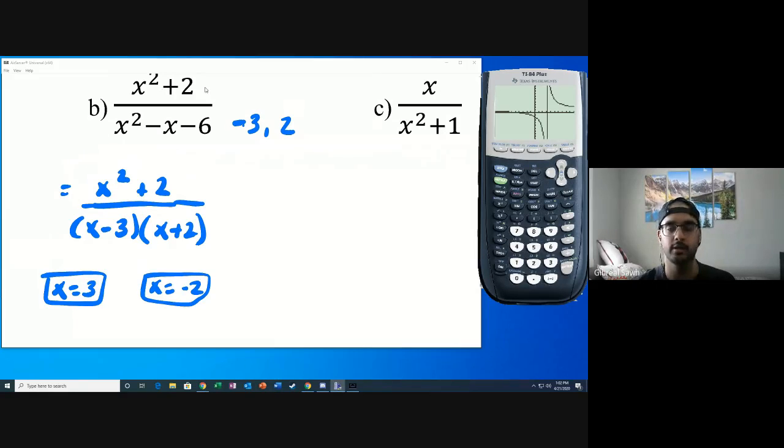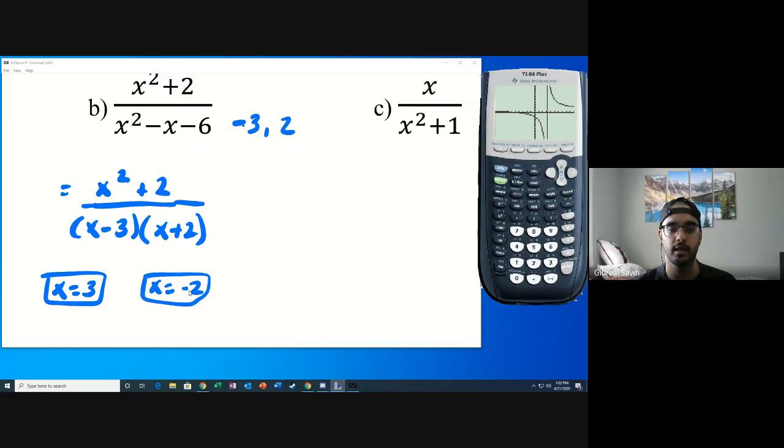I don't really care about the numerator. I can always have 0 on the top. I can never have it on the bottom. So let's just test it out. If I do 3 squared, I get 9. 9 minus 3 is going to give me 6. 6 minus 6 will give me 0. So if x is equal to 3, that zeroes out the bottom.